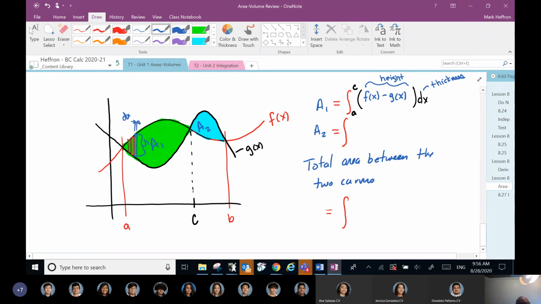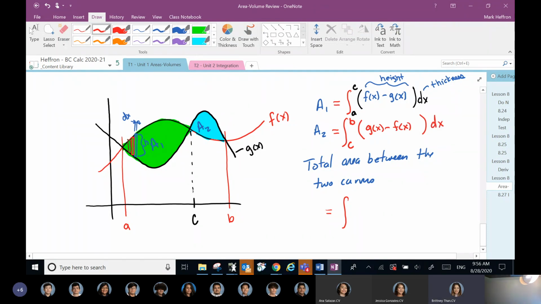Brittany, what about area 2? What's it going to be? The integral from C to B, g of x minus f of x. Very good. dx.